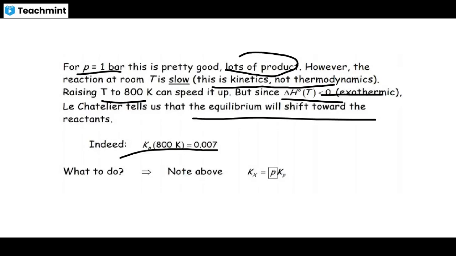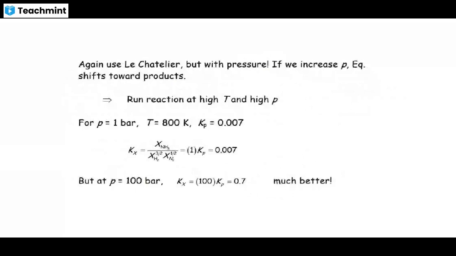Then if you calculate the Kp, it becomes very small. Then what to do? Note Kx is nothing but P into Kp. So if you increase the pressure, you can increase the Kx. That is the formula. Again using this, with the pressure, if you increase the pressure, the equilibrium shifts towards product.